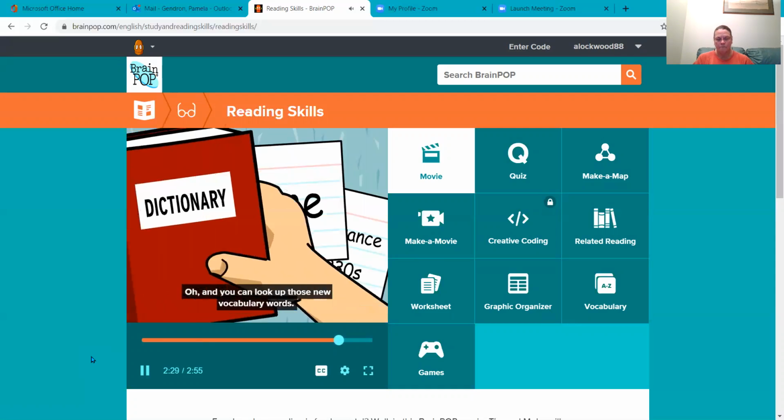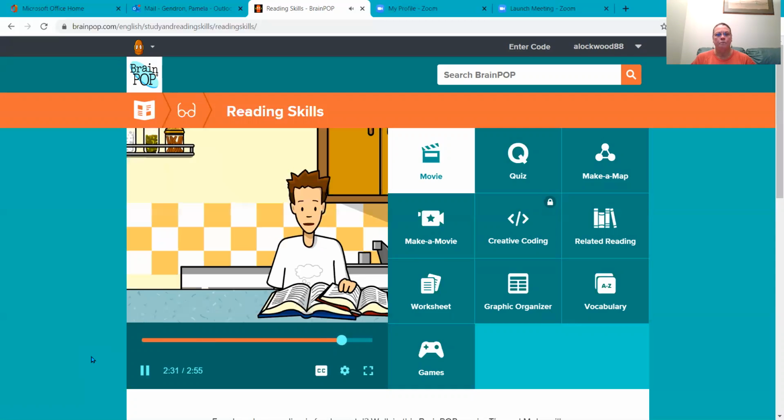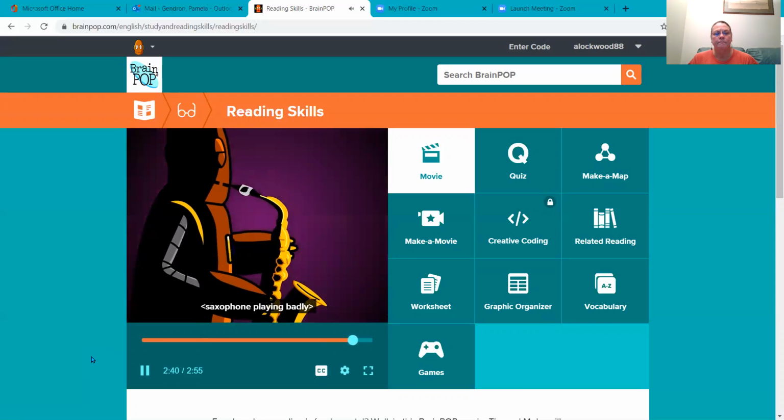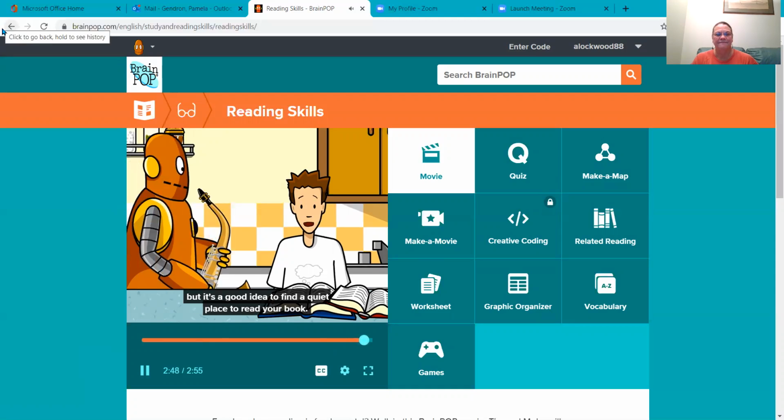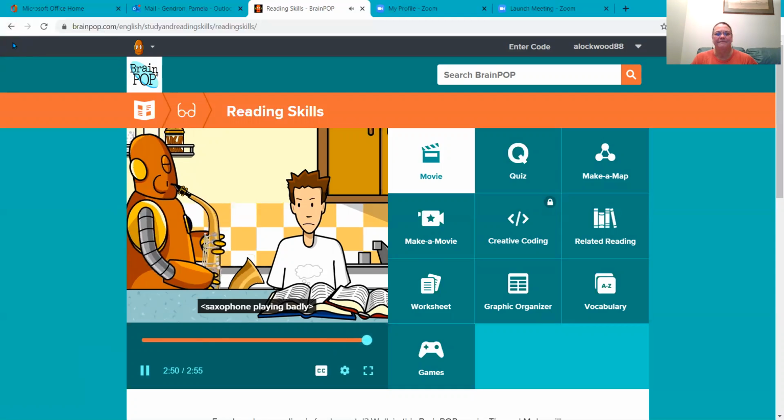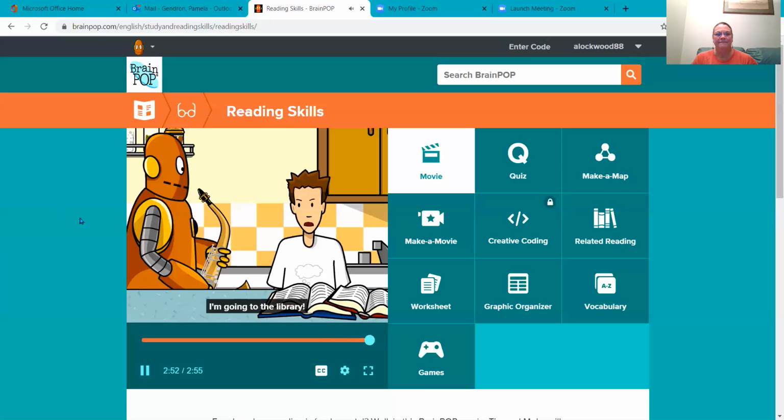Oh, and you can look up those new vocabulary words. Okay, Moby, ragtime is a type of jazz music that has a syncopated rhythm. Moby? Well, I'm going to get back to reading this. I don't think I mentioned this, but it's a good idea to find a quiet place to read your book. I'm going to the library.